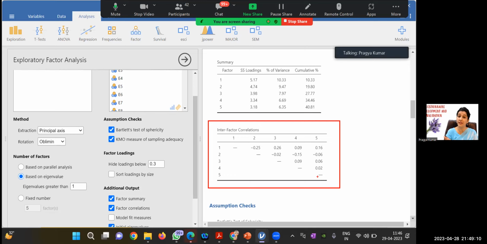And that is condensing the data. Remember, one of the functions of factor analysis was the condensation of the data. So that purpose it is doing. So this is known as the discriminant validity.